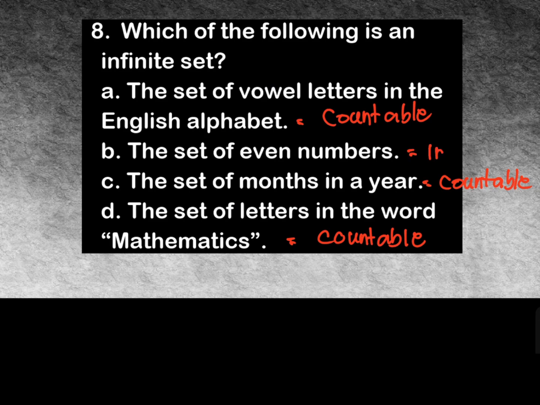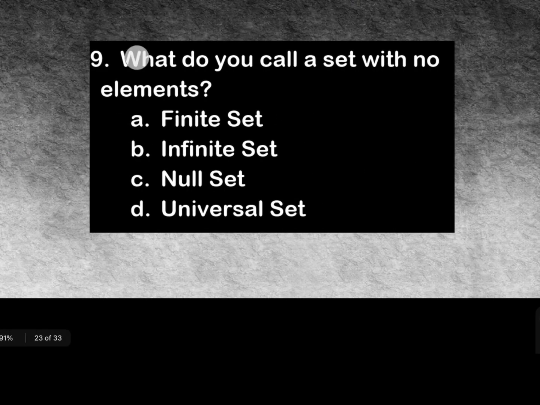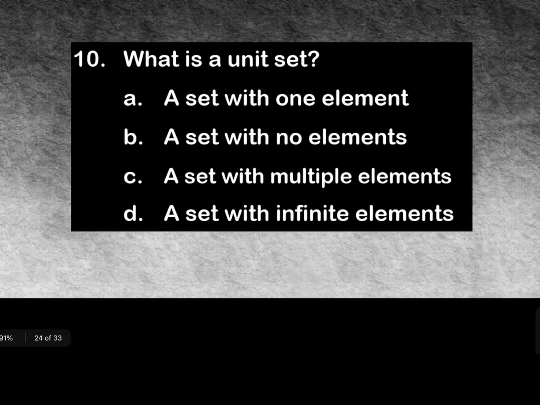Letter B, the set of even numbers. Here there's no boundary given, so it is considered infinite and that would be the answer. For 9, what do you call a set with no elements? It's just so simple. No elements, meaning it's either null set or empty set. So the answer is letter C.